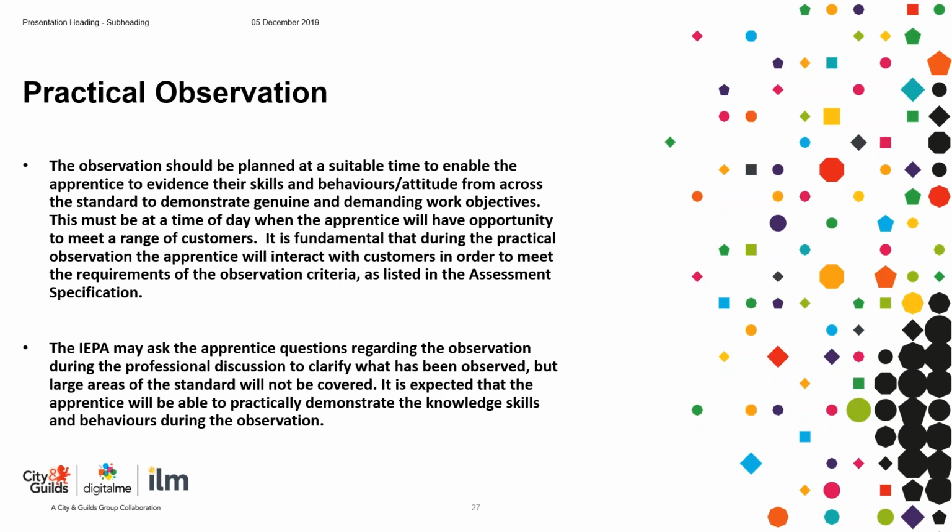The EPA may ask the apprentice questions regarding the observation during the professional discussion to clarify what has been observed. But large areas of the standard will not be covered during that professional discussion. That professional discussion, and the time that we have remaining after the mandatory criteria has been covered, is again about clarification, asking questions perhaps about a scenario, just checking and getting those further clarifications.